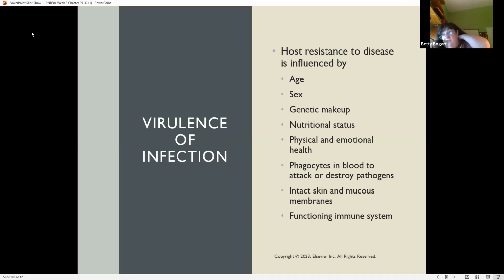Phagocytes in the blood, that's your immune system. If they're there, it can fight. And then if your skin is intact, there are no openings, no burns, etc., that can keep infection down. And then, of course, you need an immune system.